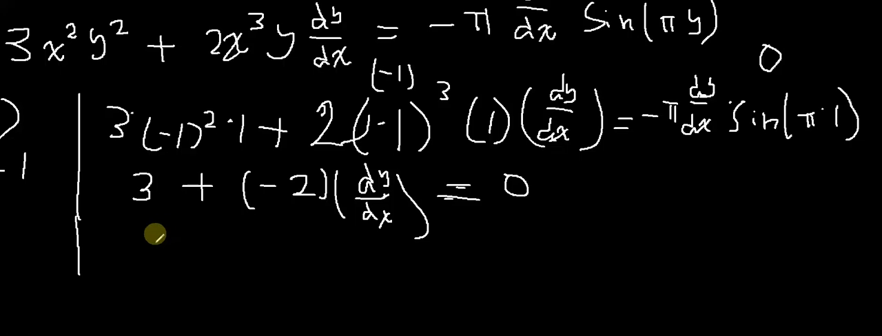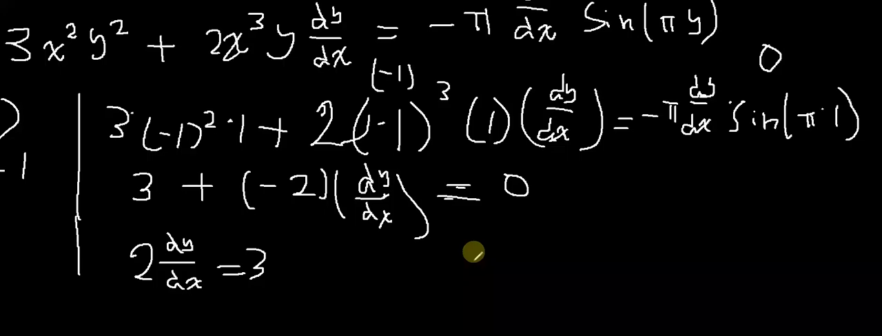So now let's rearrange the equation. 2 dy/dx is equal to 3. Therefore, dy/dx at the point minus 1, positive 1 is equal to 3 over 2.